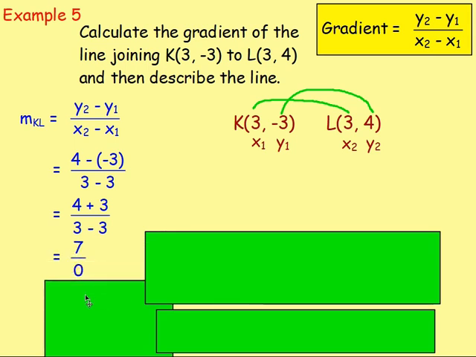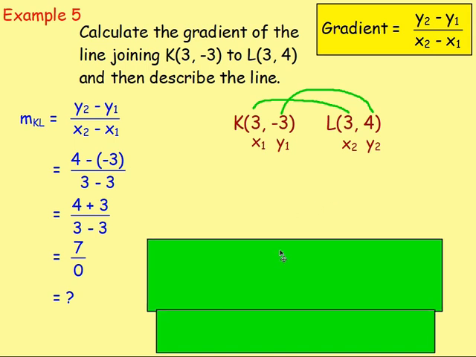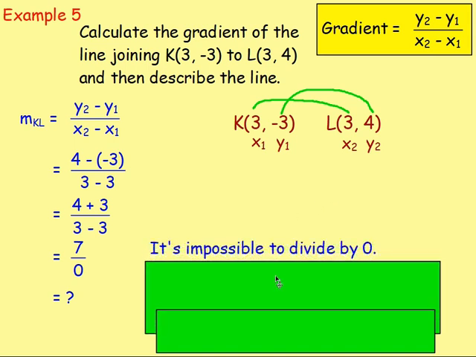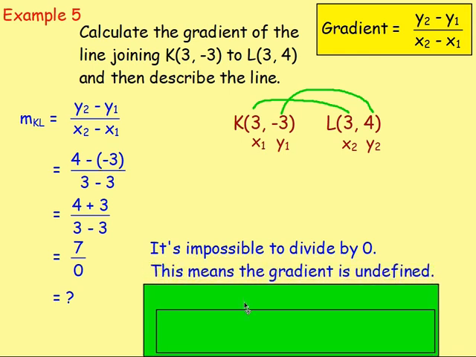Adam, what do you get if you do 7 divided by 0? No, it's not 0. If you try it on a calculator, if you try dividing by 0, it doesn't work. You end up with an error message. So that is just going to be a question mark. But we're not really looking for a gradient of question mark. What would you say? Well, if you end up dividing by 0, it cannot be done. It's impossible to divide by 0. So what you would say is that the gradient is undefined.